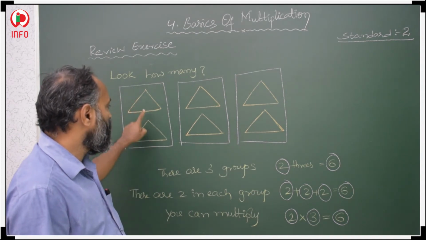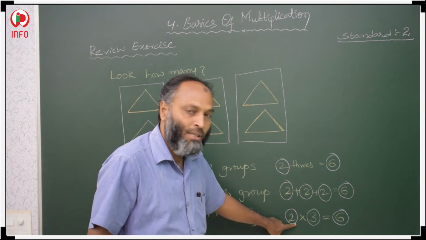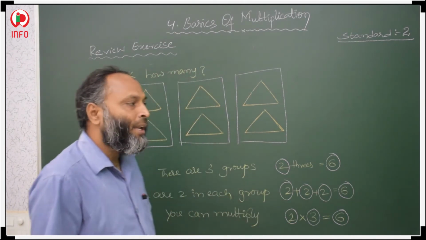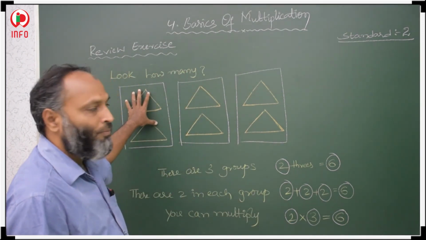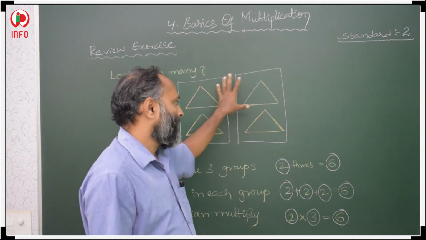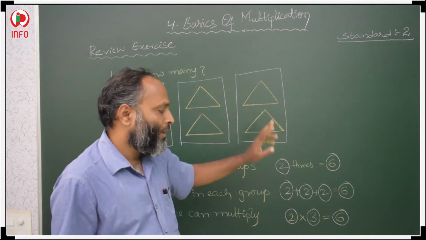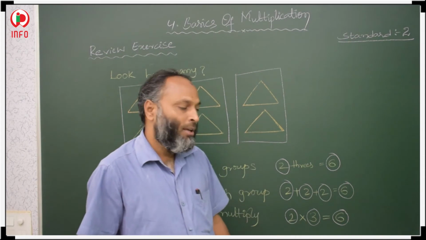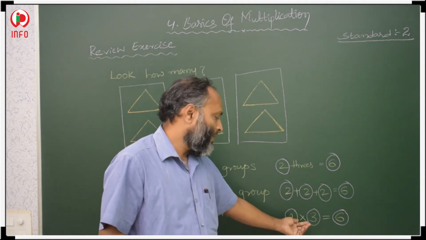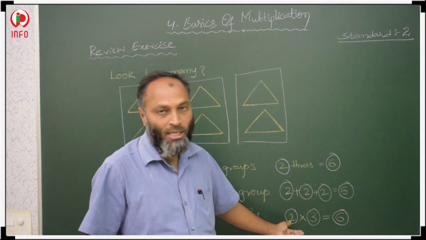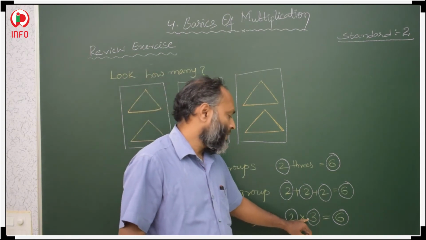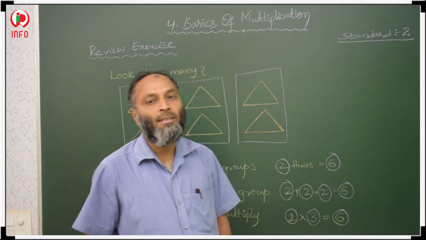2 triangles. That we have to write first, 2 triangles. And how many groups were there? This is first group, this is second group, this is third group. Then total 3 groups. Number of groups multiply with articles in each group. So 2 3s are 6. We will get answer 6.